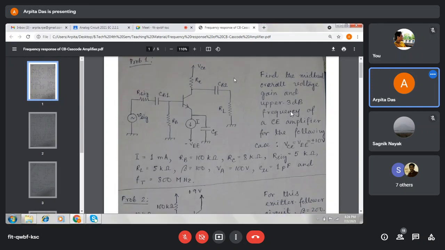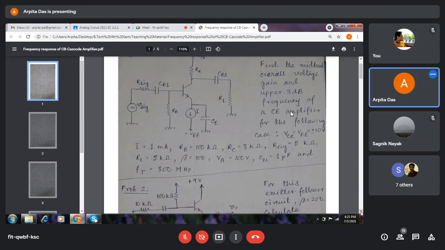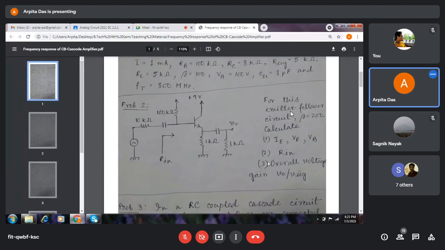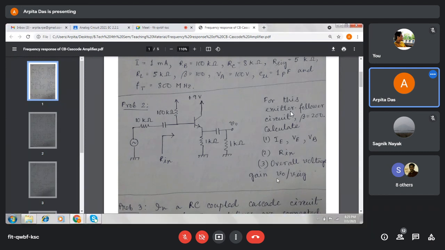So this is a sample problem about the calculation of the upper 3 dB frequency of a CE amplifier. And this type of problem may appear in your exams. And this is another sample problem about the CC or emitter follower circuit. And here only the DC values are given. You have to calculate the value of AC input resistance and overall voltage gain Vo by Vs, which is actually, you will find, closer to 1.